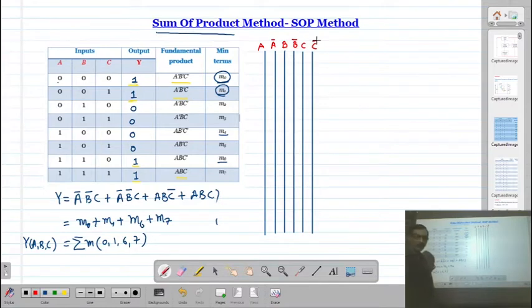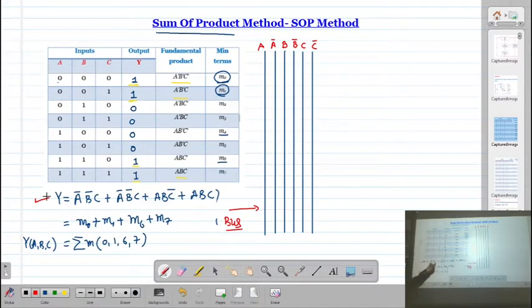Remember, these are the lines, or you can say these are the wires which carry the variable. In technical language, it is known as a bus, which carries the information of A, B and C. Correct? Okay. Now we want to draw this diagram for this Boolean expression Y.